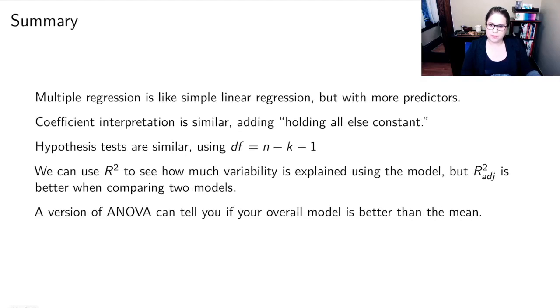So just a little bit of summary: multiple regression is much like simple linear regression, but it has more predictors. We do the coefficient interpretation in a similar way, but we add "holding blah constant" or "holding all else constant." We do our hypothesis tests in a similar way, but our degrees of freedom are now n minus k minus 1. We can still use R squared to show how much variability is explained using the model, but if we want to compare between 2 models, the adjusted R squared is better. And we also have a version of ANOVA that can tell you if your overall model is better than the mean.